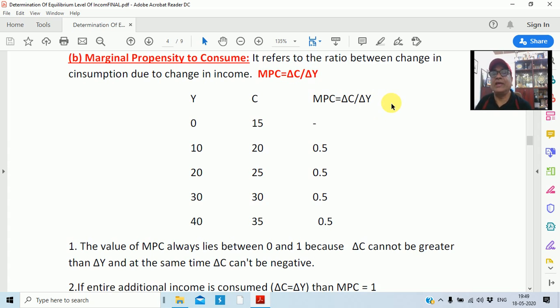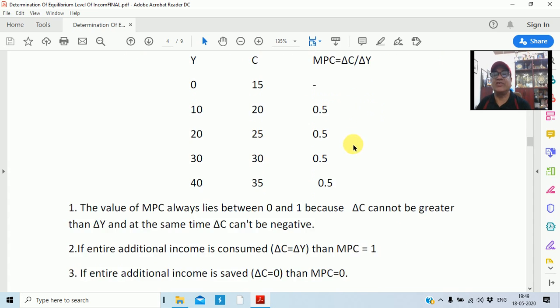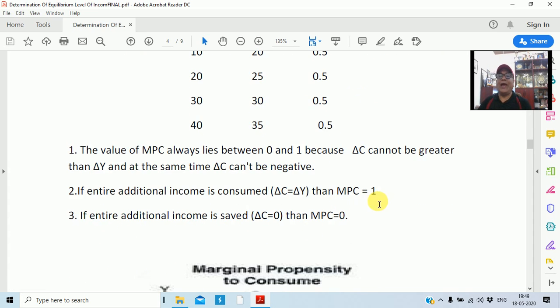If all the increase in income is saved, it means that your income increase is 50 crore and the entire 50 crore is saved. So delta Y is equal to delta S and your delta C will be 0. And if your delta C is equal to 0, MPC is equal to 0 by delta Y, which is 0. So when will MPC be 1? When delta C is equal to delta Y. And can MPC be 0? Yes, when delta C is equal to 0.